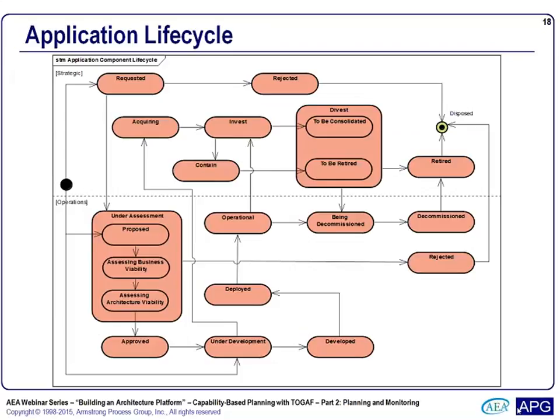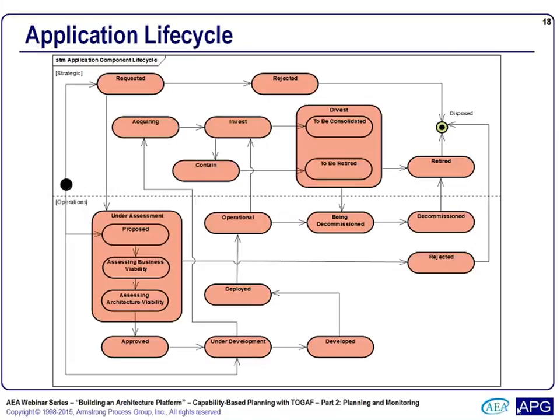And just a brief review on application lifecycle dates. Here we see a state machine diagram in UML that's representing some of the complexities that we often find when we're doing application portfolio management. First of all, there are two sets of states that we're interested in. Again, the strategic disposition of an application, the idea that someone thinks we need it, so it needs to be requested. Then that causes us to go into the operations lifecycle, where we're going to assess the viability of that new application. We're going to then approve it for development.